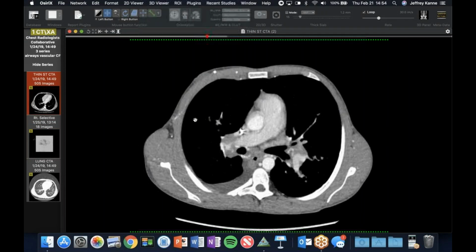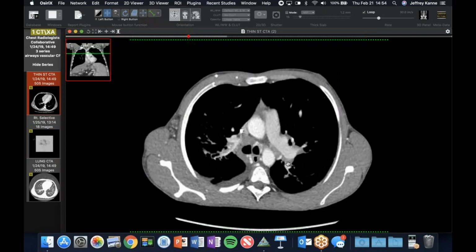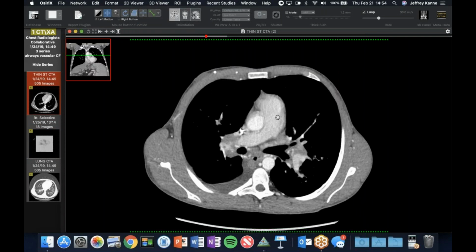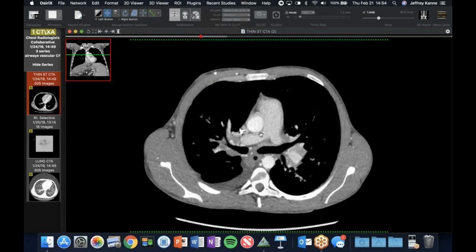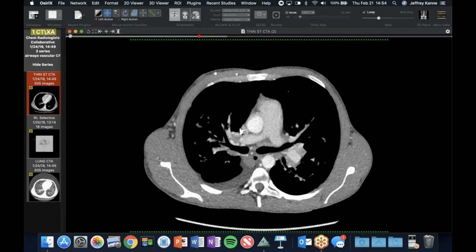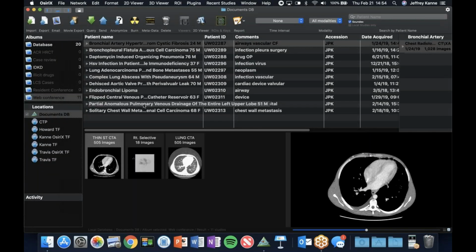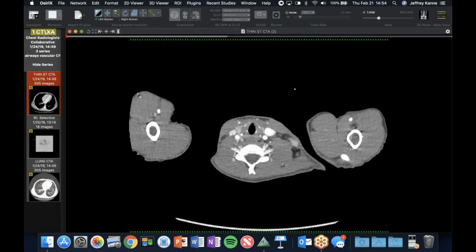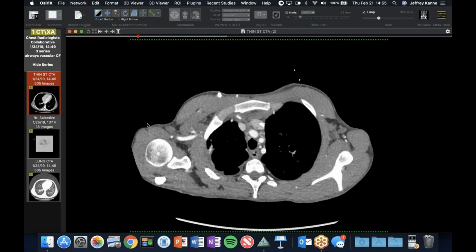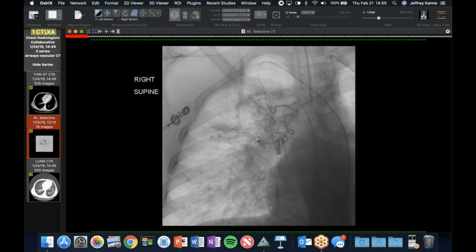So this, you can see, was a little bit later phase, rather than going for the pulmonary arterial phase, or at least get a dual phase, because you can really pick up those bronchial arteries. Hey, Jeff, what was that one large vertical artery on that selective injection? Is it just going along the descending aorta?